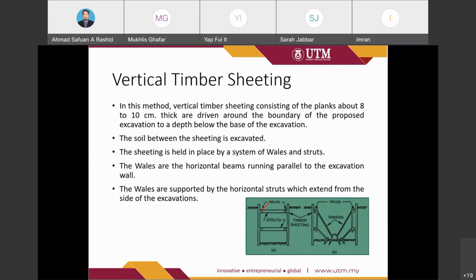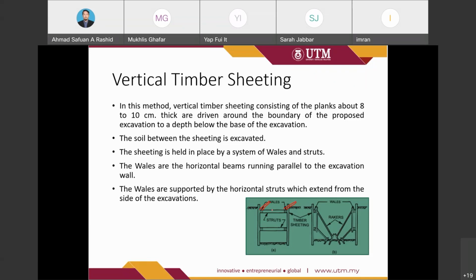The wale has the same alignment with the timber sheeting or the plank. The struts should be arranged at a certain spacing, for example, 4 meters for every spacing. The wales are horizontal beams running parallel to the excavation wall. The wales are supported by horizontal struts, which extend from the side of the excavation.